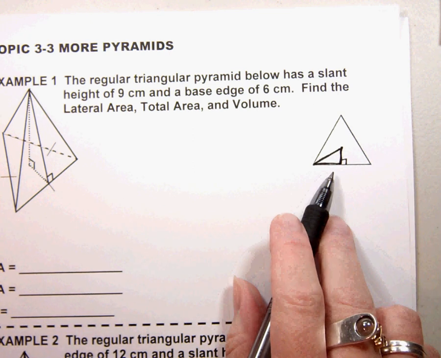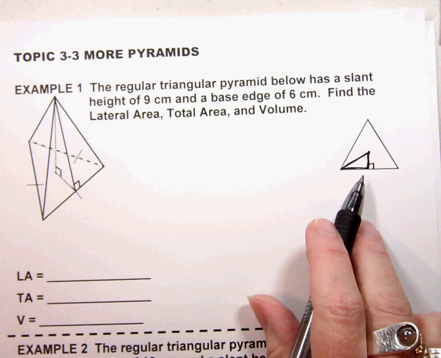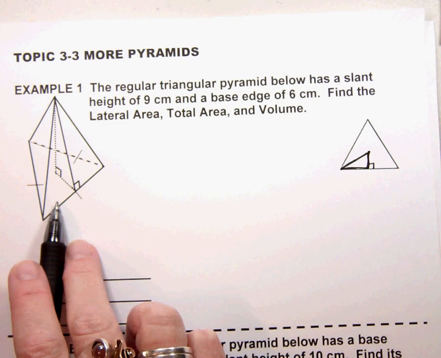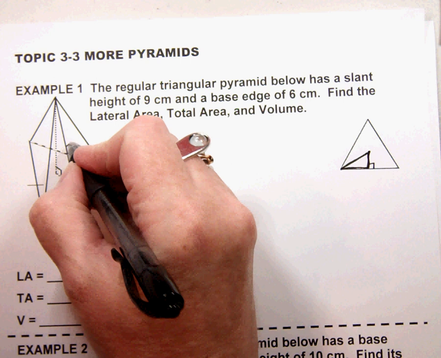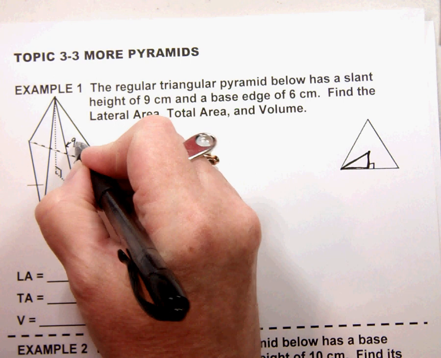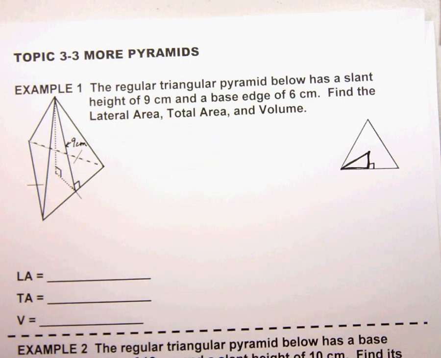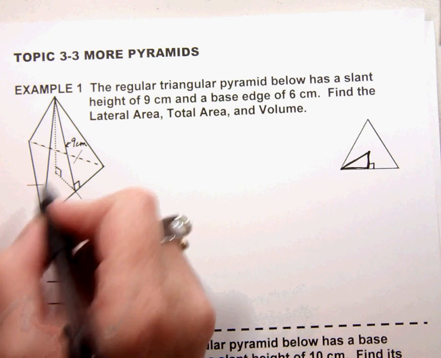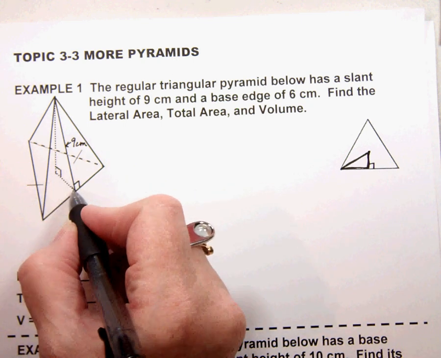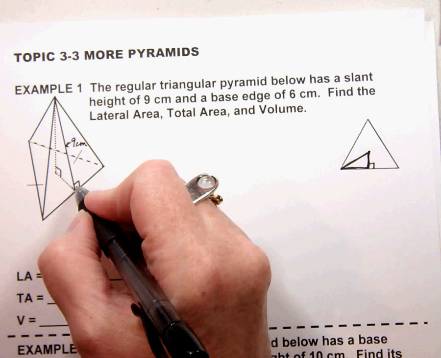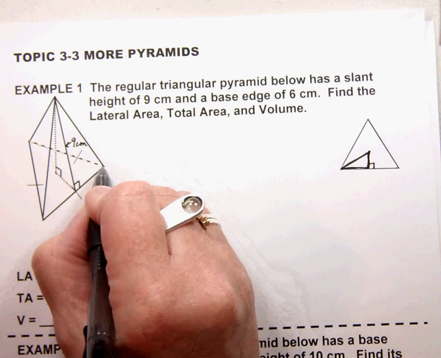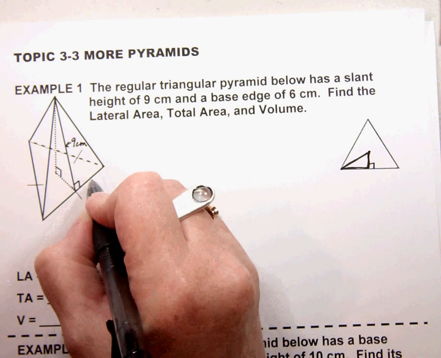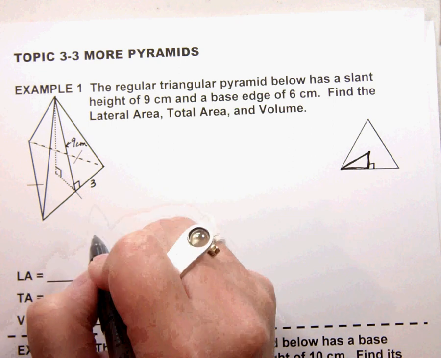Let's see if we can find out some information using the pyramid here with the base. The regular triangular pyramid below has a slant height of 9. Now that's going to be this dark line right here. So I'm going to label it 9 centimeters. The base edge is 6, so that means this piece is 3.